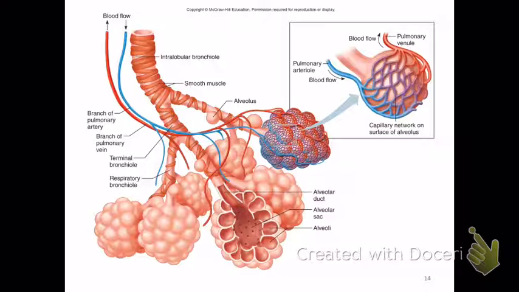And then the capillary, look at the picture, how the capillary wraps around it. You know already that the capillary is where gas exchange occurs. And so in the capillaries, the red blood cell is going to pick up the oxygen. Remember the hemoglobin in the red blood cell? Hemoglobin can pick up 4 components of oxygen and take it all the way to the muscles.